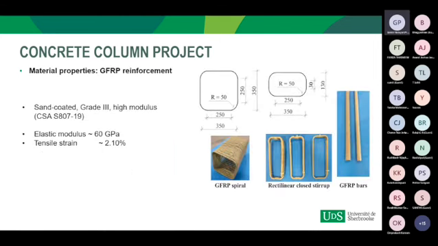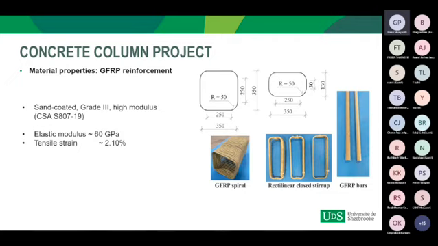In the case of the GFRP reinforcement, we use sand-coated grade 3 high modulus GFRP reinforcement conforming to CSA S807. Here I would like to mention that GFRP bars generally come in 3 grades. Grade 1 refers to the low elastic modulus of the glass fiber reinforced polymer bar, and grade 3 refers to the high elastic modulus. In this case, because we are testing for seismic loads, we use grade 3 GFRP bars.